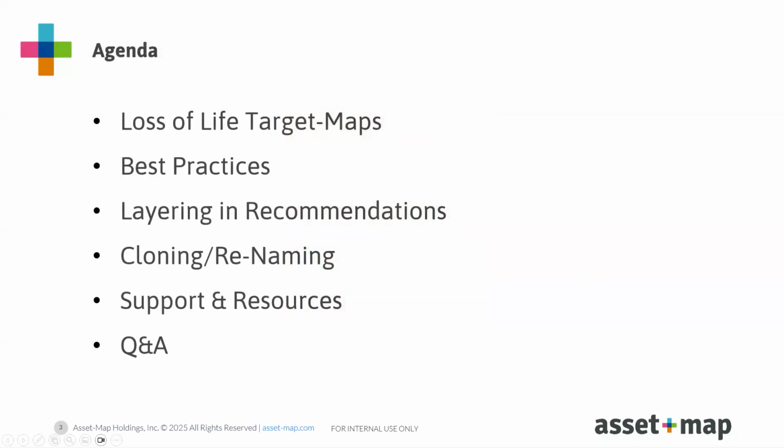This will be our agenda, otherwise known as our success plan of what we're going to be walking through together today. Our focus today is on the loss of life target maps. I will take you through a full overview of how those work, the logic, the math, the structure. We'll go over some best practices to consider. I will show a quick example of how to layer in a recommendation. Again, it will be a hypothetical recommendation, okay? And I'll show you how to leverage cloning and renaming target maps to set yourself up for success so that if you're trying to build out multiple scenarios, you will have the flexibility to do that.